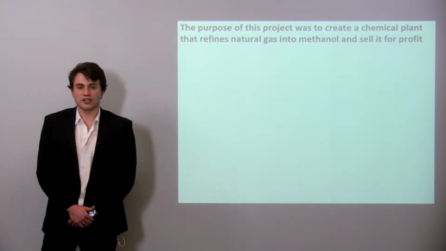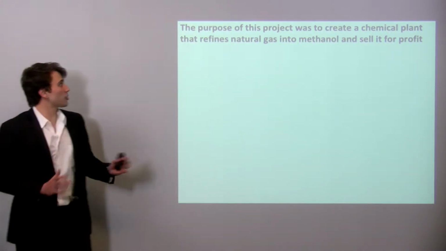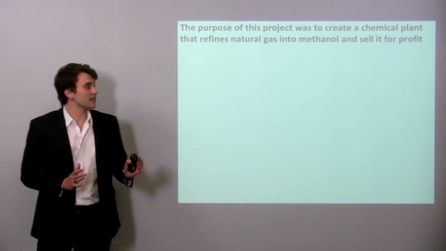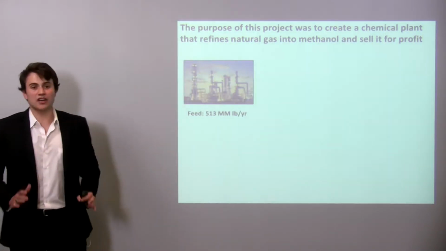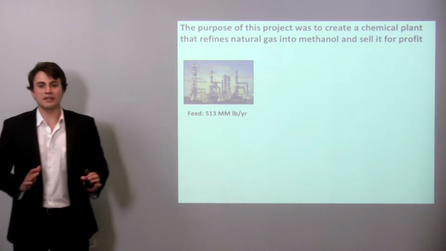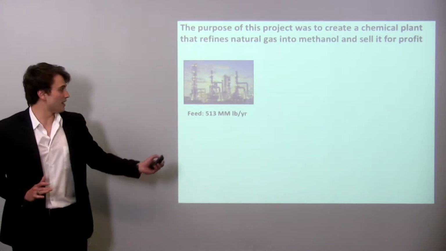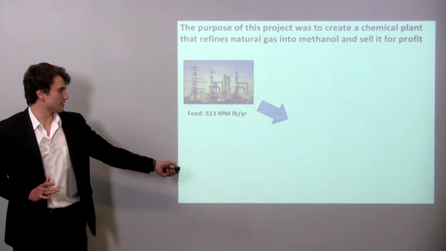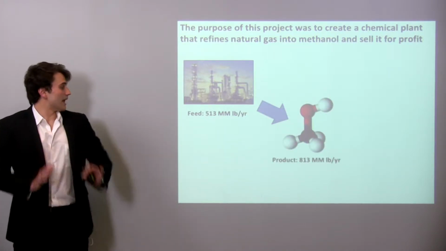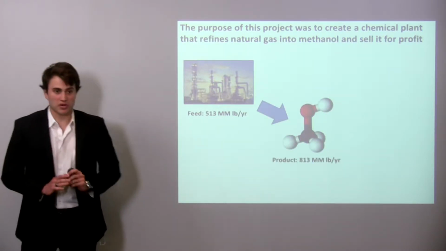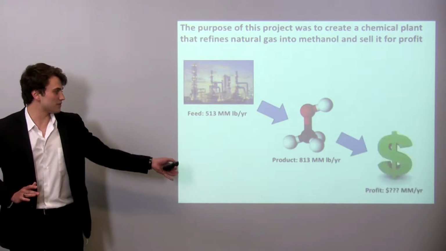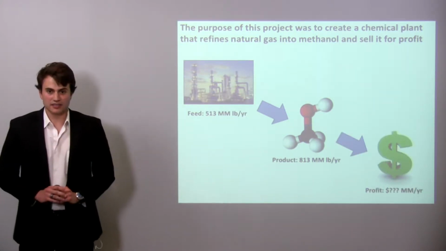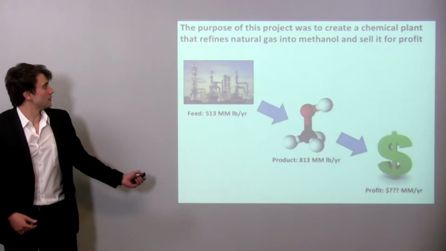So the purpose of this project, like I said earlier, was to create a chemical plant that refines our natural gas into methanol and sell it for profit. So we're going to start with a feed of 513 million pounds per year, and then we're going to get as a product 813 million pounds per year of methanol, which we're going to sell, and then at the end we're going to see whether this makes a profit or a loss, as we'll discuss later.